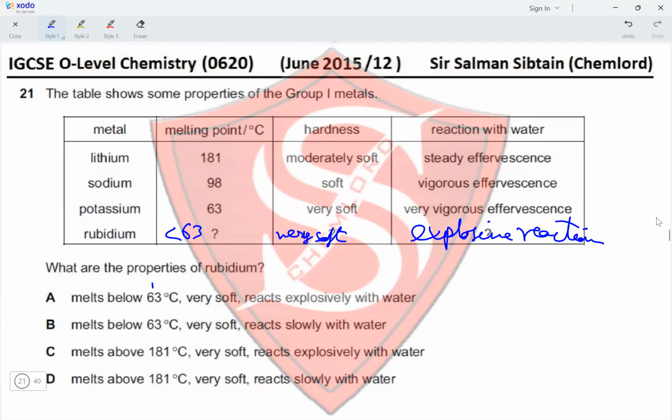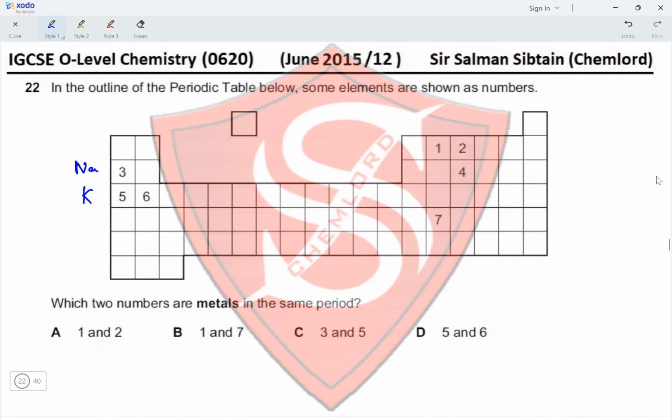Question 22. In the outline of the periodic table below, some elements are shown as numbers. Which two numbers are metals in the same period? Okay, so 3 would be sodium, 5 is potassium, 6 is calcium, 1 is in group 4, so this is carbon, 2 would be nitrogen, 4 would be phosphorus, and 7 would be, carbon, silicon, germanium, tin. It should be tin.